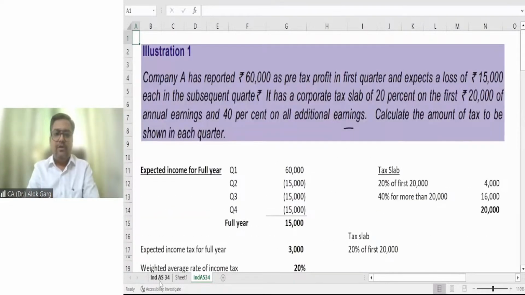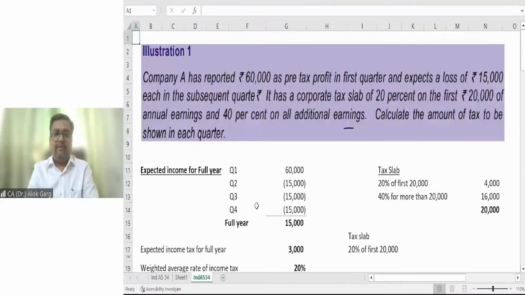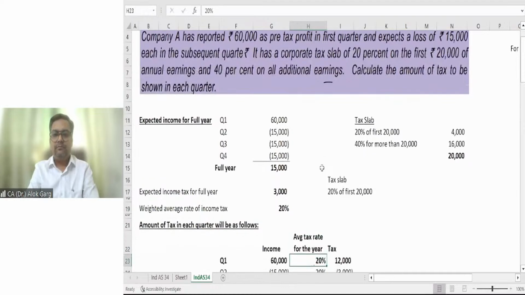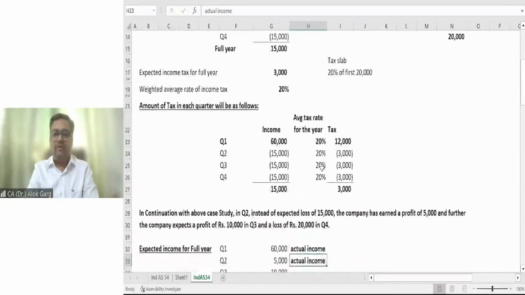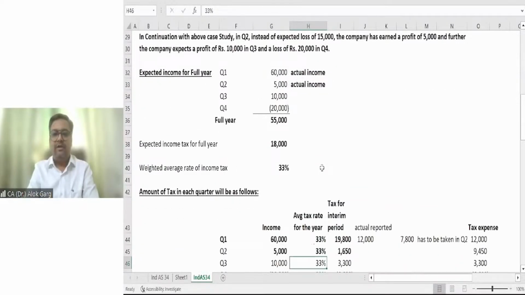So Ind AS 34 says that income tax for the interim period is recognized or measured on the basis of best estimate of the weighted average annual tax rate for the full year. Friends, do let me know if you haven't understood or if you have any query. Have you understood how I have calculated this? This part, have you understood now? What about others?